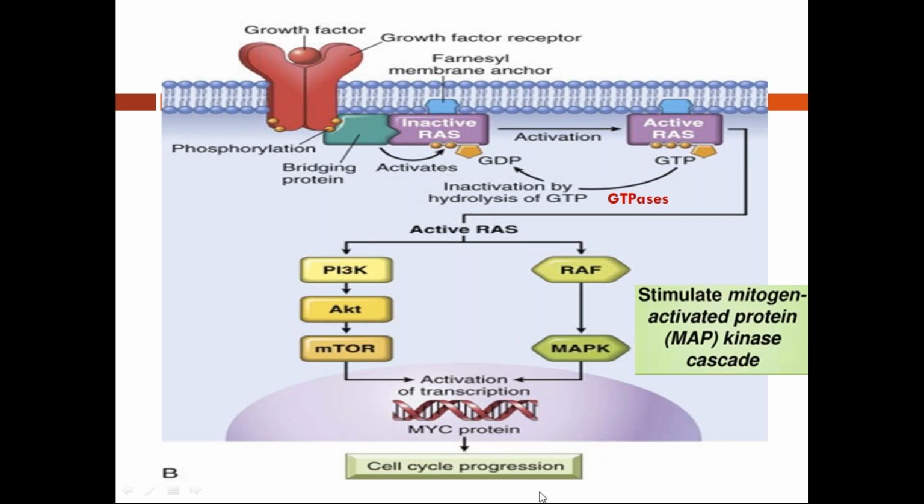And when the cell divides into two daughter cells, there's an enzyme called GTPase enzyme. This enzyme removes the phosphate group, converting GTP into GDP. So it causes hydrolysis of GTP. Once it gets transformed to GDP, the RAS automatically becomes inactivated.